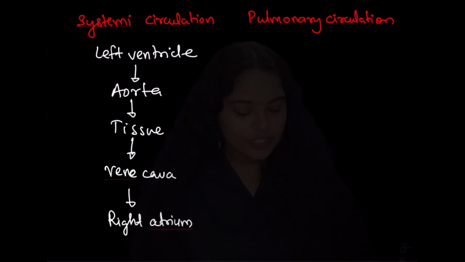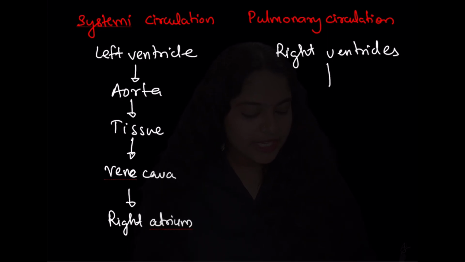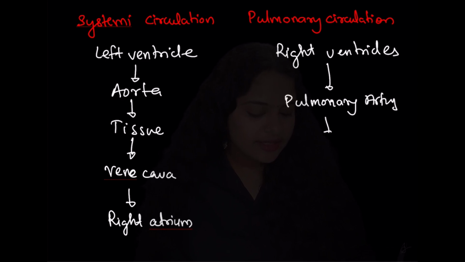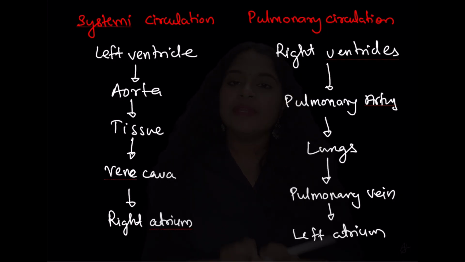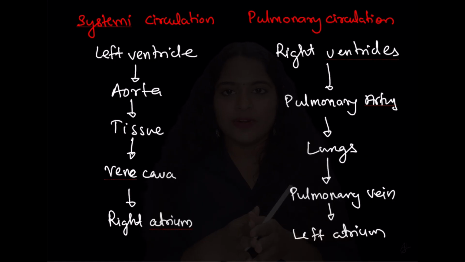So pulmonary circulation. From the right ventricle, deoxygenated blood will be taken through the pulmonary artery to the lungs for oxygenation, and after oxygenation, the pulmonary vein will be taking it back into the heart to the left atrium. So this is the pulmonary circulation, and this pathway is important.